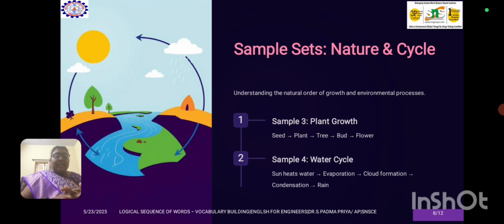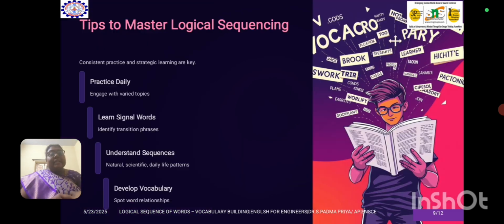Again, see this water cycle. So there is water already in the lake, and then the sun is heating the water, and the process of evaporation takes place, and due to this evaporation there is a cloud formation in the sky, and then the cloud formation gets condensation and is getting cooled, and then we get rain. So I have given you 4 simple examples for your easy understanding. You can just choose a few words like this, and you can try and check whether you are able to put them in the logical sequential form. So you have to follow small logical sequencing tips to master it in a better way.